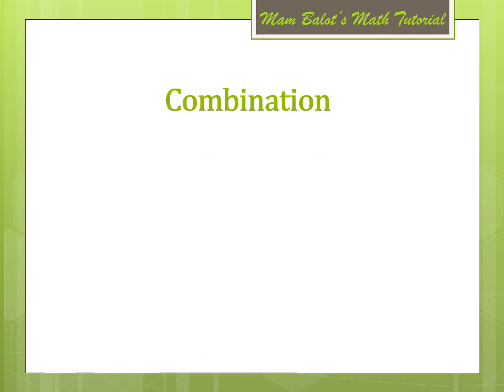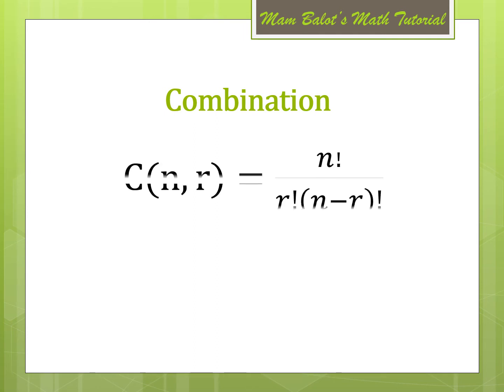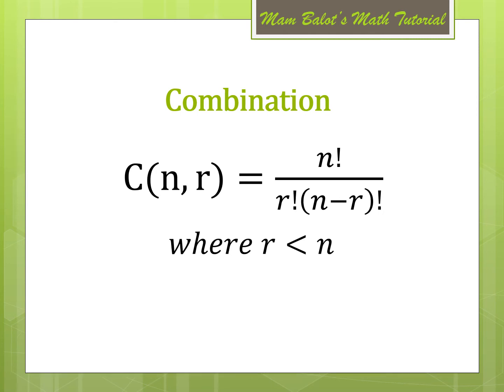So how do we compute the number of combinations in a certain situation? We have the formula of C(n,r), n taken r at a time, is equal to n factorial over r factorial times n minus r factorial, where r is less than n. But if you take n all at a time, the combination of n taken n is equal to 1, because of course, we have only one combination of all of the objects that you need to combine.